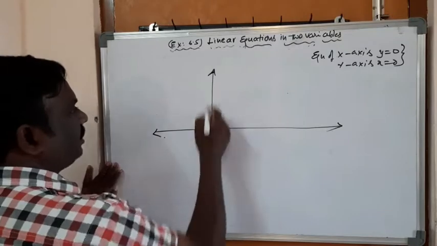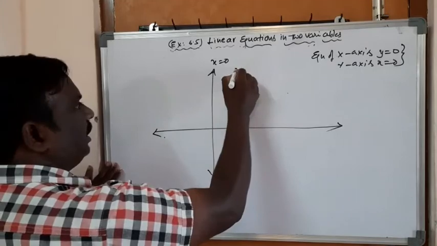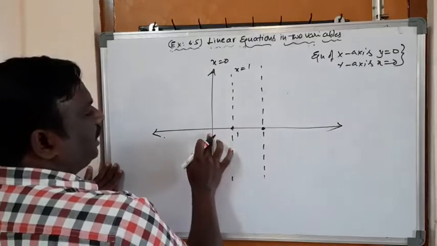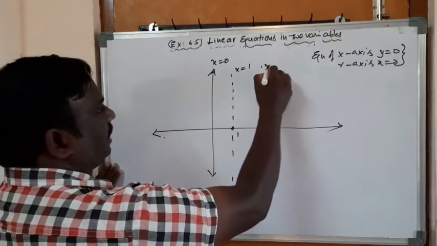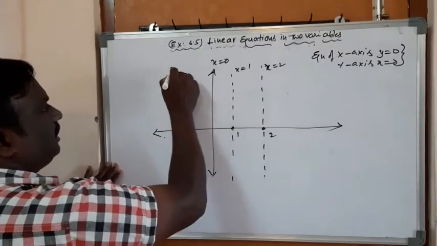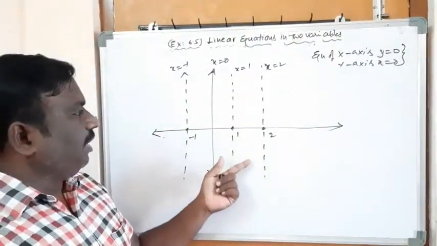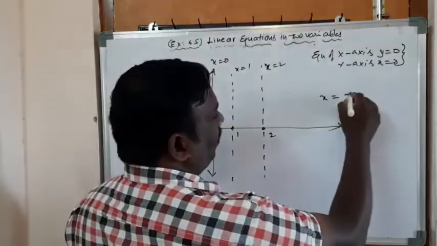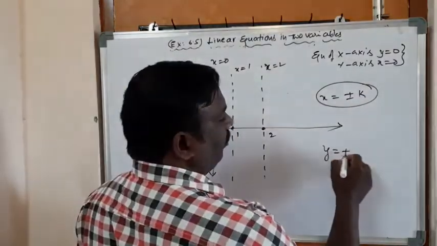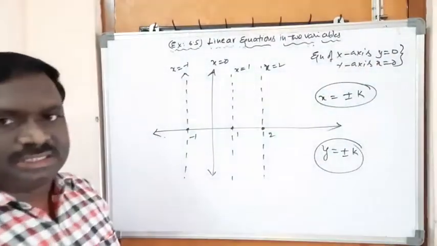So this is the equation of the y-axis, x equal to 0. If it is 1 unit distance, then x equal to 1. If the line is parallel to the y-axis and 2 units distance from it, x equal to 2. Like that, if it is minus 1 unit distance, then x equal to minus 1. Generally we can say that the equation of a line parallel to the y-axis is x equal to plus or minus k, and the equation of a line parallel to the x-axis is y equal to plus or minus k. Equation of the x-axis, y equal to 0; equation of the y-axis, x equal to 0.